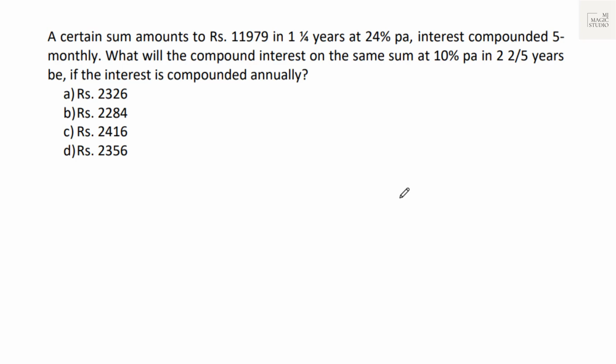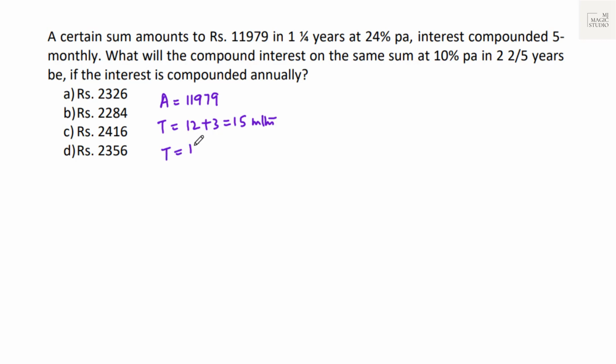A calculative take, once again, use the on-screen calculator if required. A trademark question. A certain sum amounts to 11979 in 1 by 4 years. So time is 12 months plus 1/4 of 12, which is 3 months. That is 15 months, at 12% per annum, interest compounded 5 monthly.